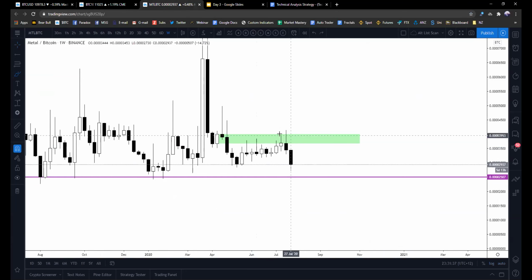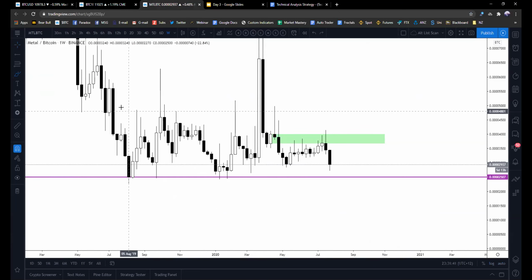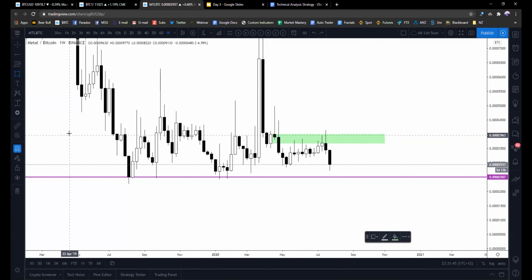So just keep that in mind. That's a really good example. So I'm glad you mentioned Metal, because I hope I maybe just saved you a couple bucks as well. I don't think you can leverage trade this.